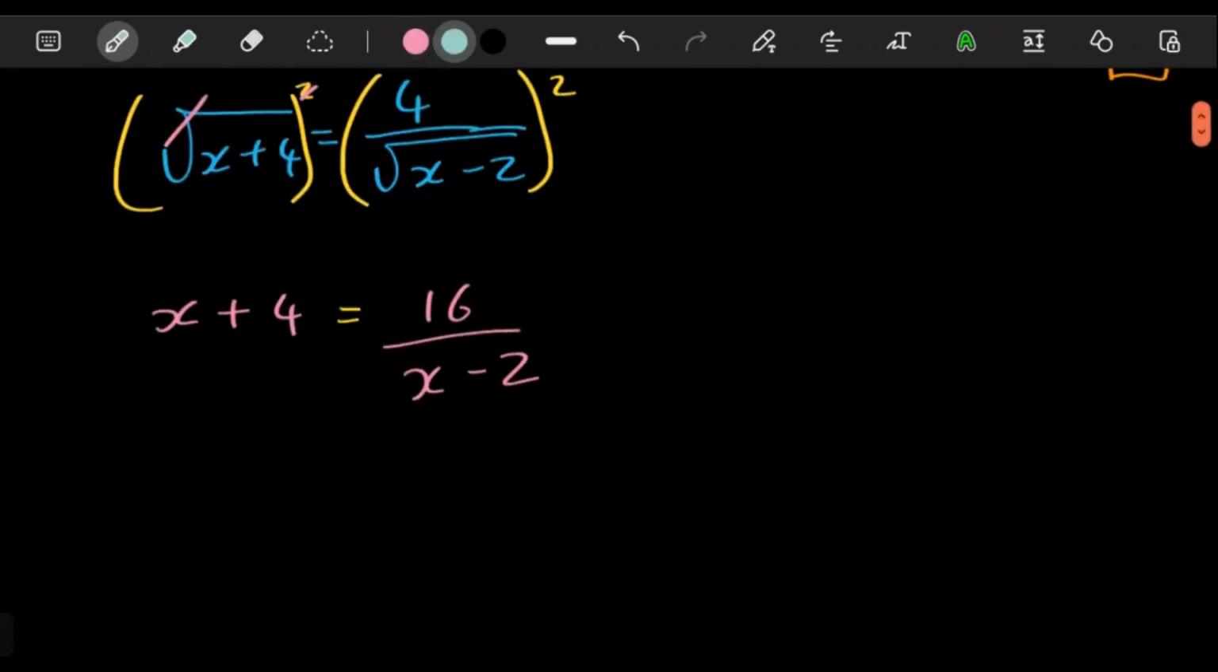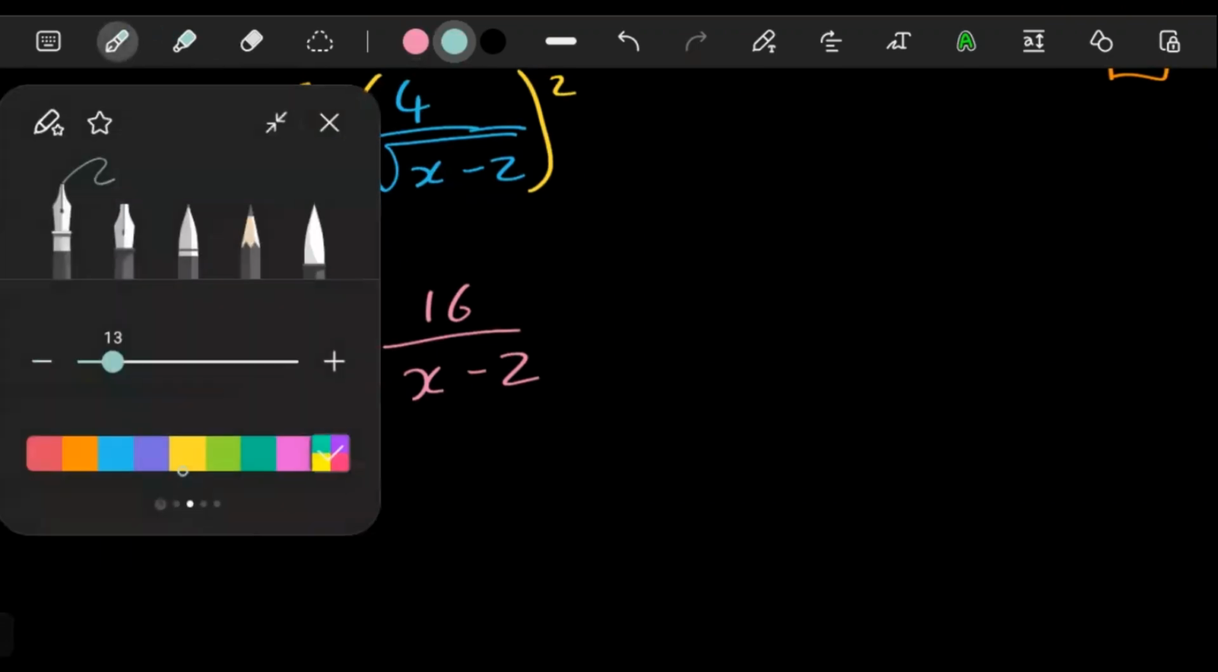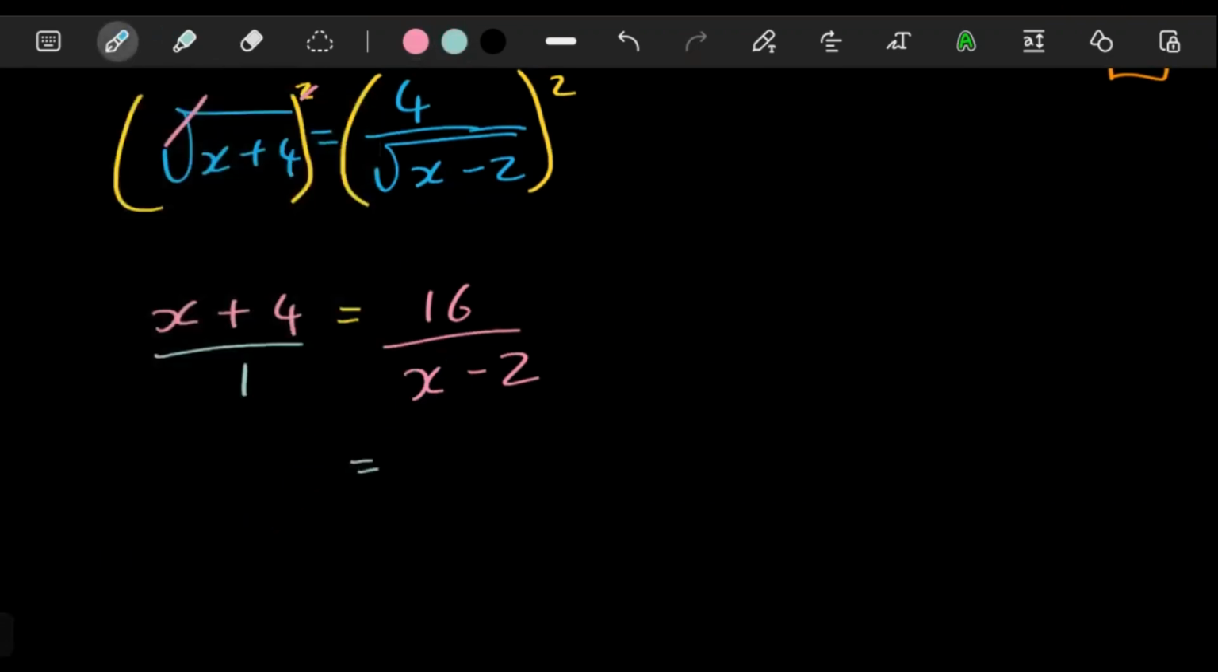That's obviously going to be worth a mark. And then now you can cross multiply, because a fraction on one side and a fraction on the other side, you might as well just cross multiply. 1 times 16 is 16, and then these two multiplied by each other, it's just going to be 2 brackets next to each other.